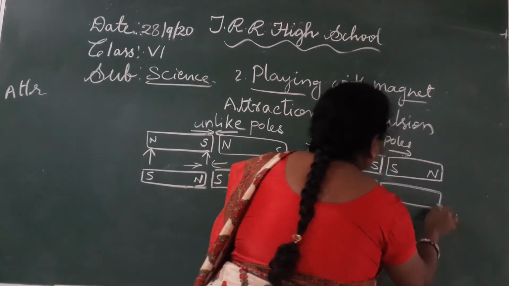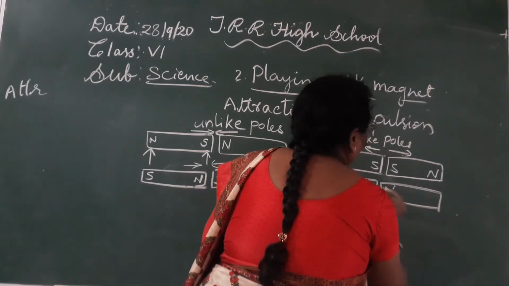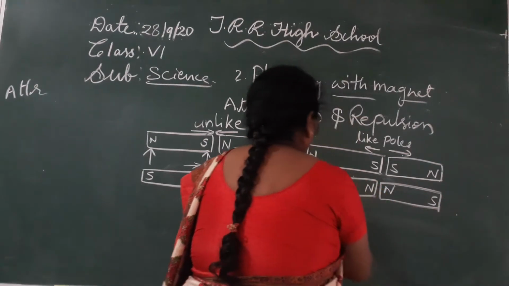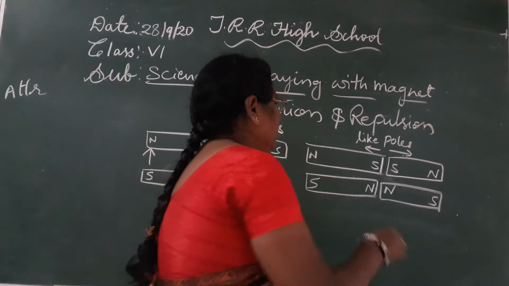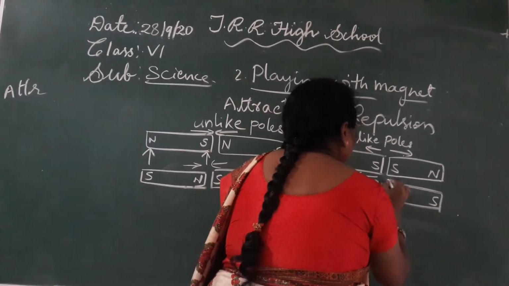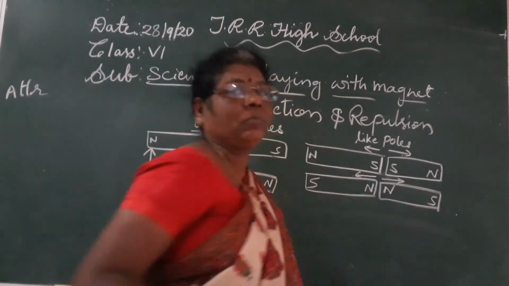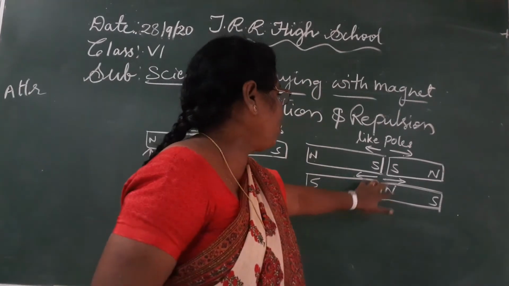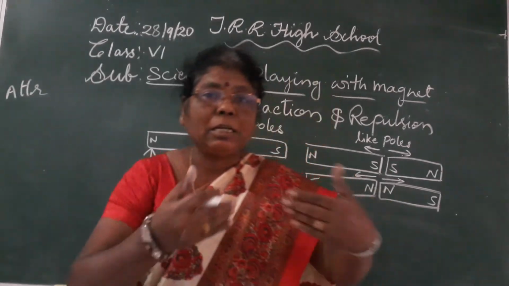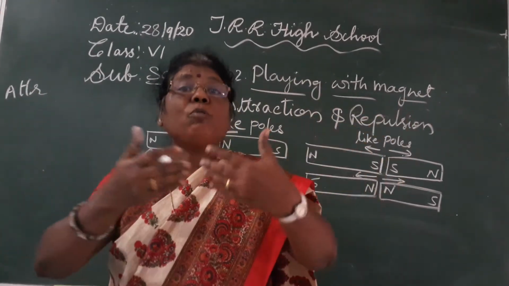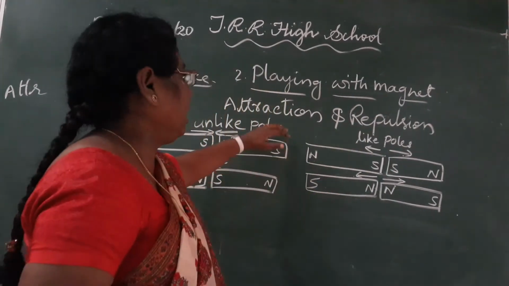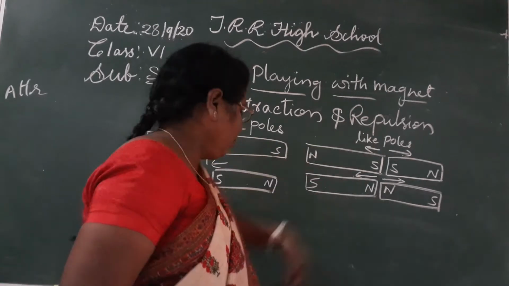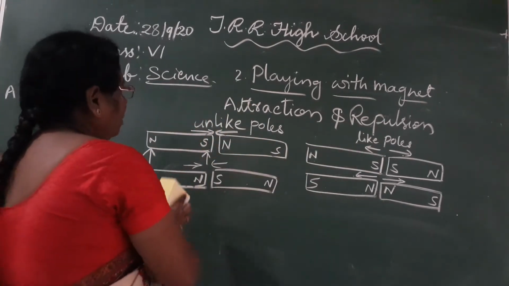Again take the bar magnet and bring the north pole near. What are these? Like poles. They move away from each other. Like poles always repel each other. This is the attraction and repulsion property. Understood, children?